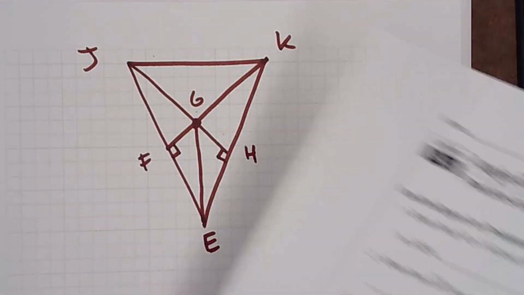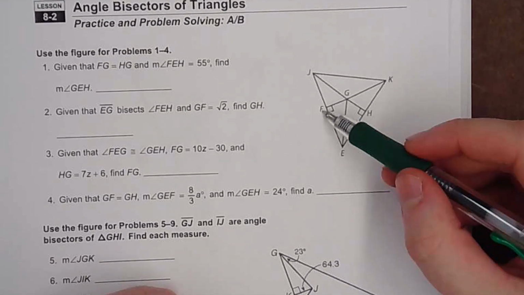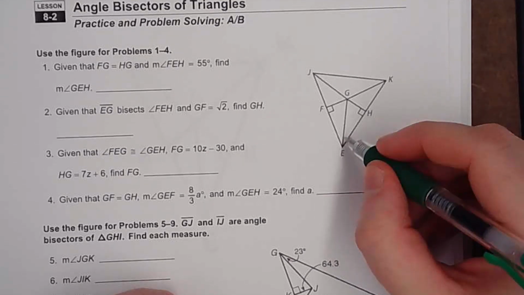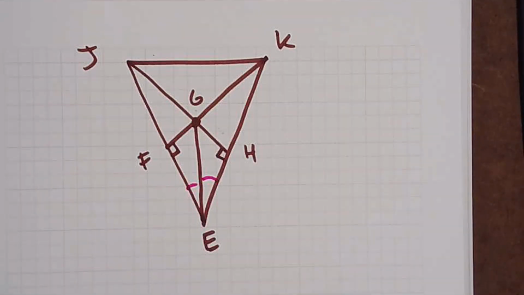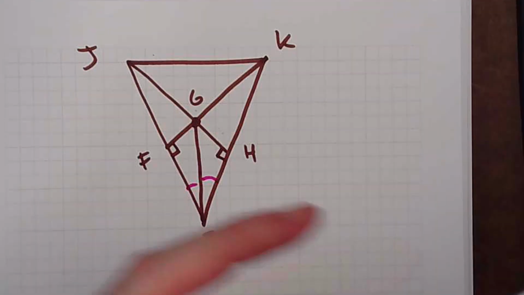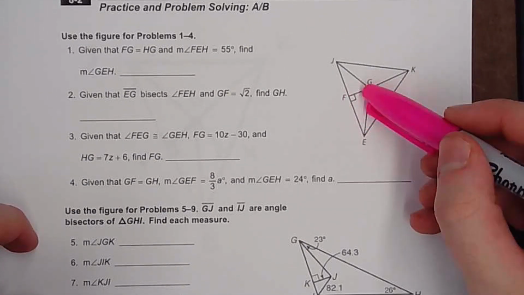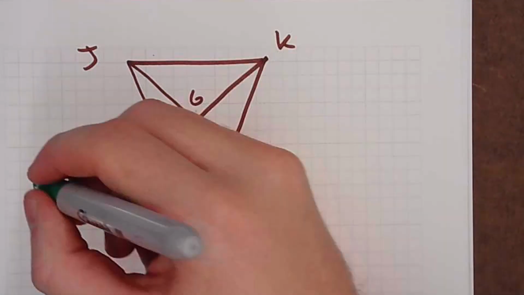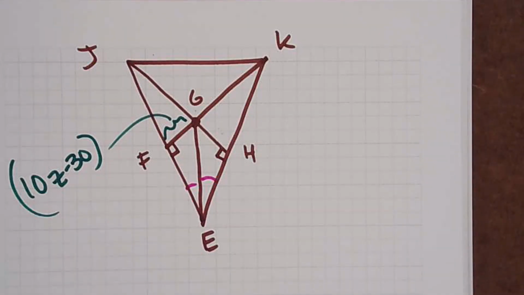So number 3 says, given that FEG is congruent to GEH. So it's saying these two angles are congruent. Okay, so that looks very similar to what we had before. This angle and this angle are congruent. And then it also says that FG is 10z minus 30. So FG is this part right here, 10z minus 30. So I'm going to write that in.